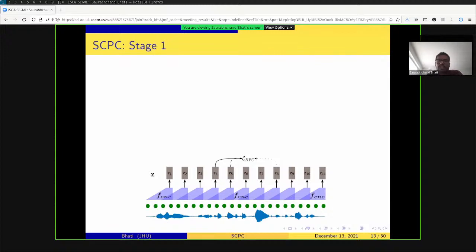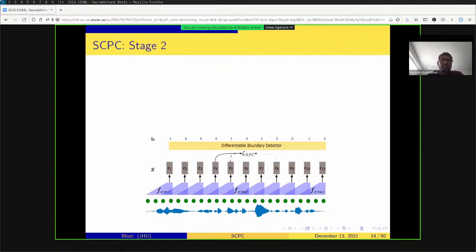So Z5 is the positive example, Z8 is the negative example, and our goal is to have the maximum similarity with the positive example. And this is stage 2 of the architecture. In stage 2, we have a differentiable boundary detector, which takes in the frame level features and generates this B vector, which essentially is a sequence of ones and zeros, and each one indicates that a segment change has happened. So for example, if you look now, this method is generating the sequence of ones and zeros.